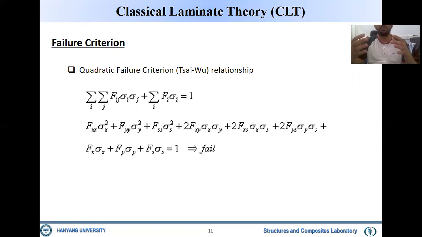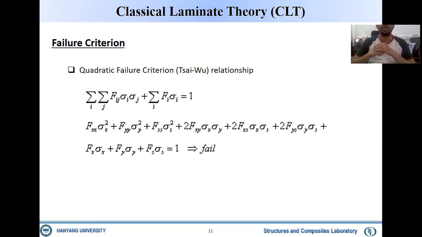In effect, we can also determine the factor of safety by using the failure criteria. Although there are many failure criteria, such as the maximum stress criteria, maximum strain criteria, quadratic failure, and micromechanics as well, here I will just briefly discuss the quadratic failure criteria, the Tsai-Wu, which is the most commonly used for the design of composite structures.